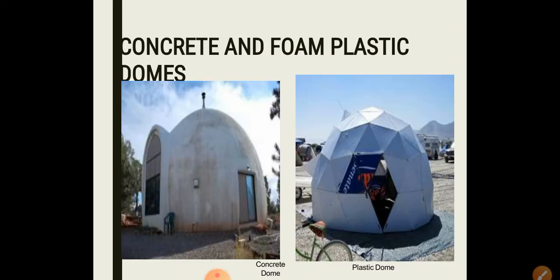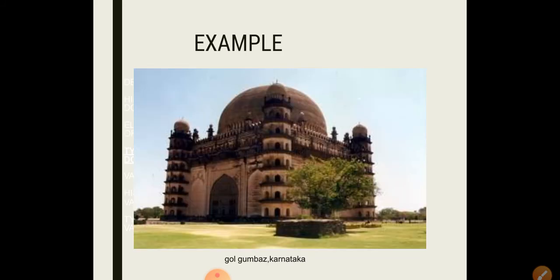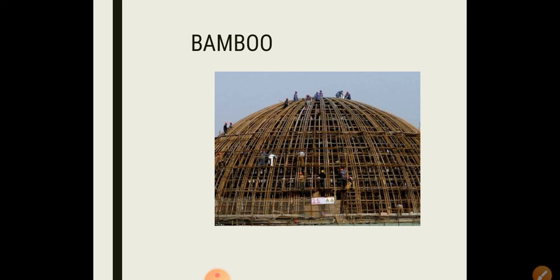Next, depending upon the type of material used. On the left-hand side you have the concrete dome, on the right-hand side you have the plastic dome. Next, hemispherical, that is based on the geometry of the dome. This is an example of the Gol Gumbaz that I mentioned for the whispering gallery, and it is also a hemispherical dome. Next, material. Here the material is bamboo for the construction. For the inner skeleton you can use steel, or bamboo is also used.